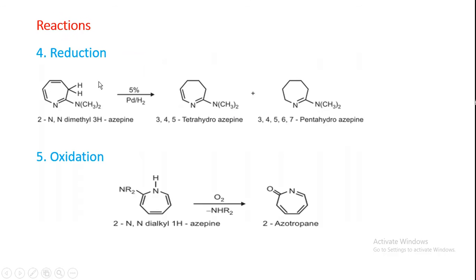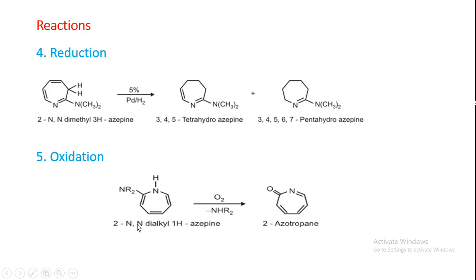The next is reduction, so reduction of the substituted azepine ring to N,N-dimethyl 3H azepine. If you react with 5% Pd/H2, you will get 3,4,5-tetrahydroazepine. So 3,4,5-tetrahydro means in the 3, 4 and 5 positions we have added 1 hydrogen each. Another will be 3,4,5,6,7-pentahydroazepine, that is a substituted azepine. So you will get both of these.